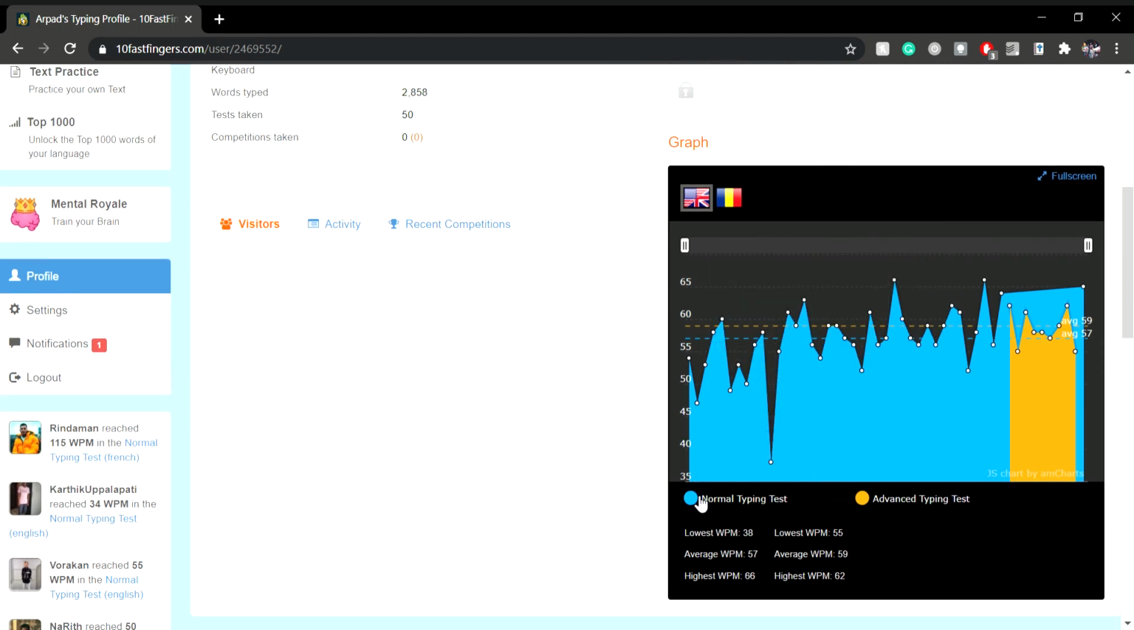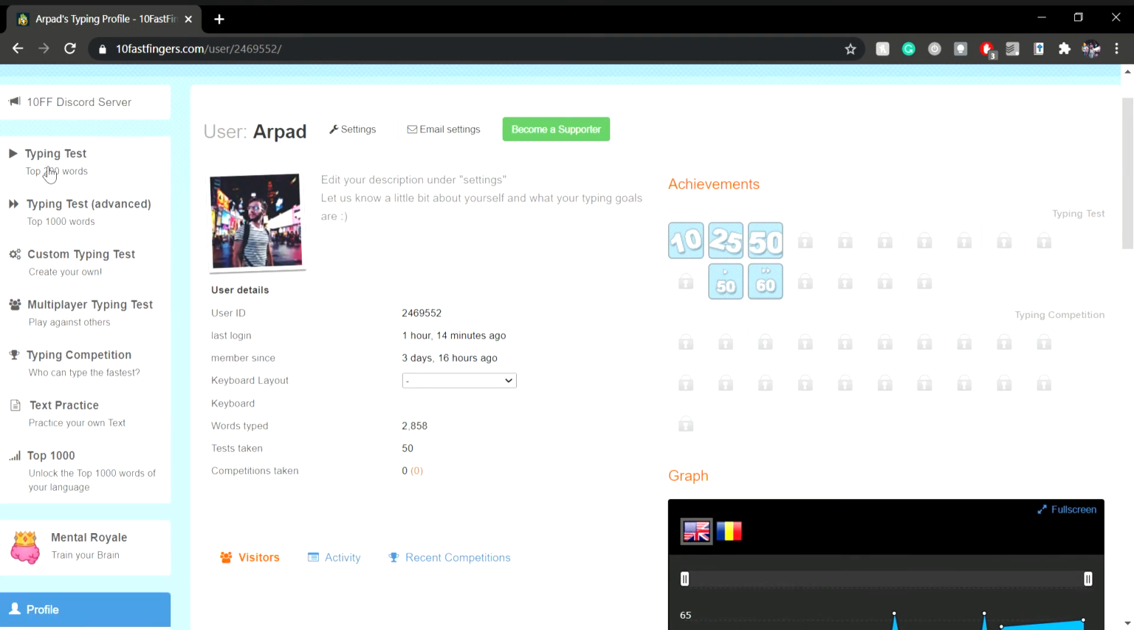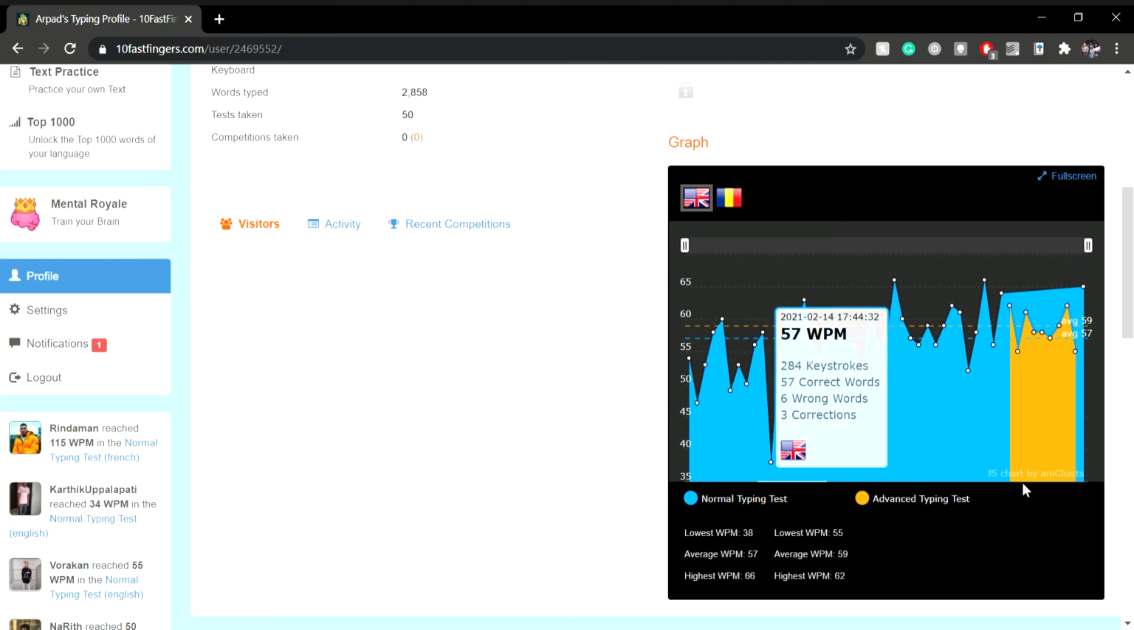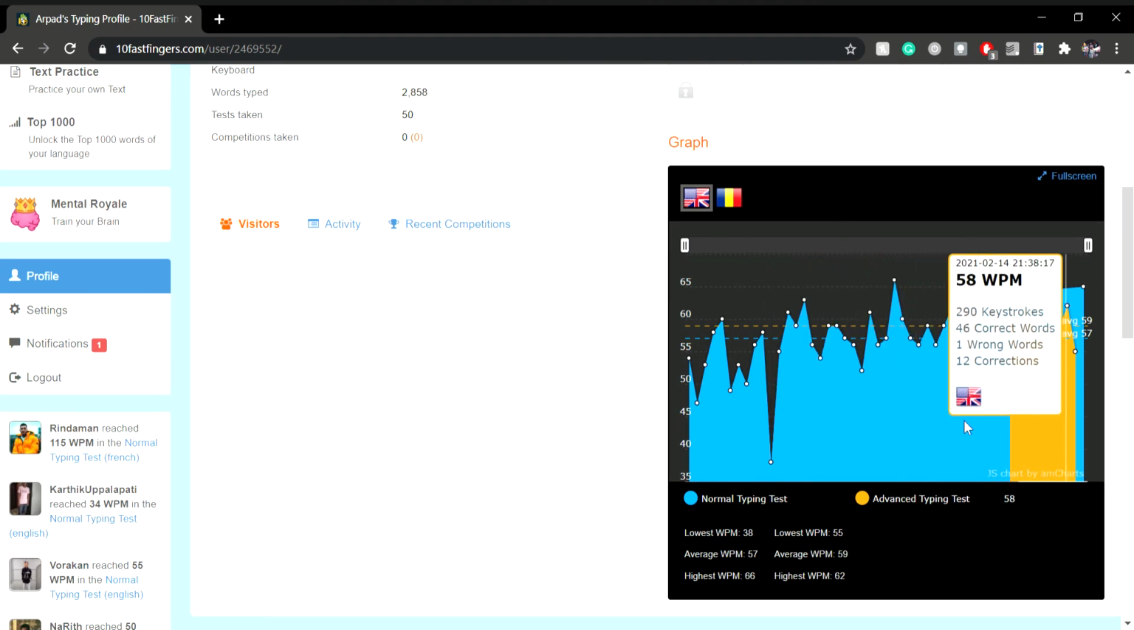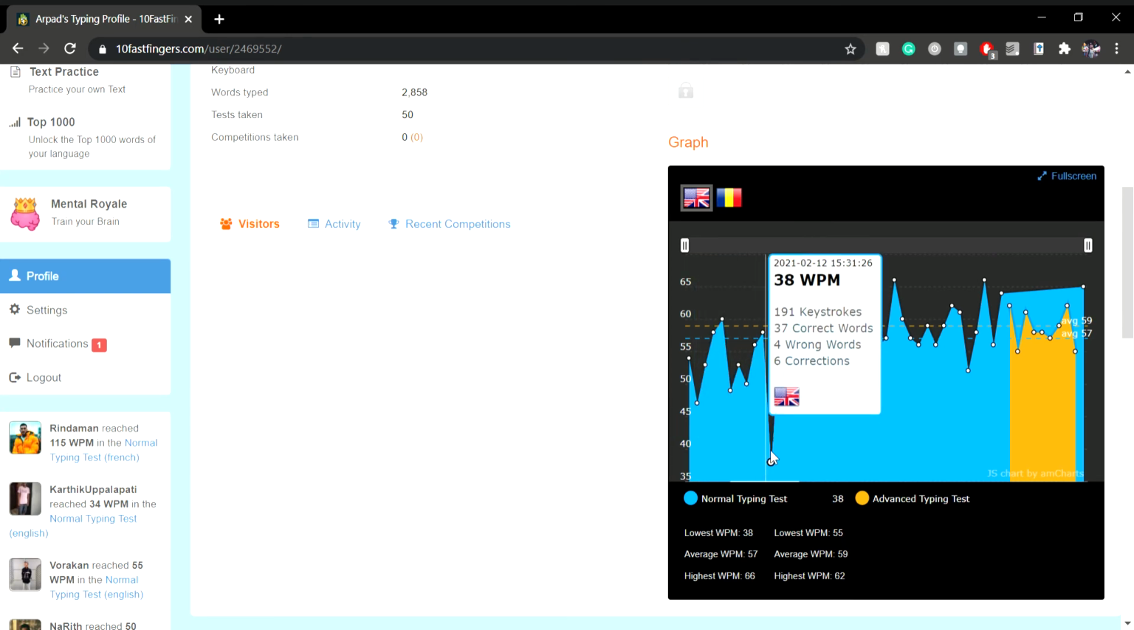So here you can see with blue the normal test, the easy one, the top 200 words, and with the yellow one, the advanced test. As you can see, I started taking the advanced tests recently. And here are the statistics. My lowest word per minute with the normal typing test was 38. I don't know how I did that. Probably I stopped or something, because as you can see, it's much lower than my average. My average word per minute with the normal typing speed is 57.